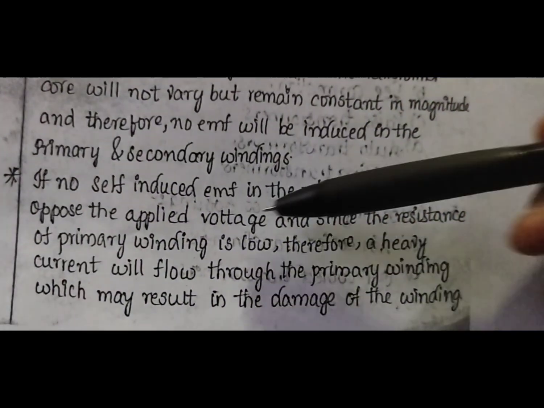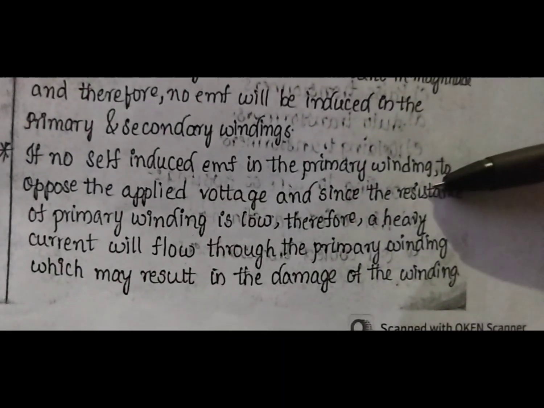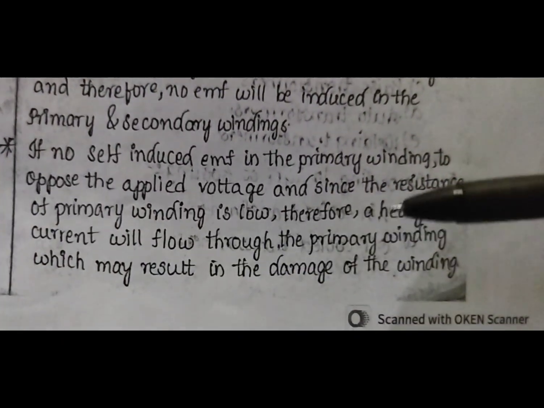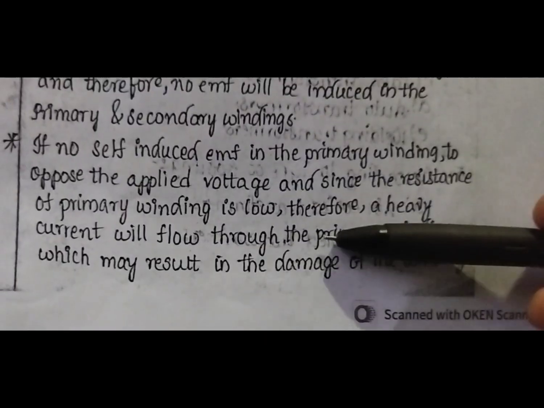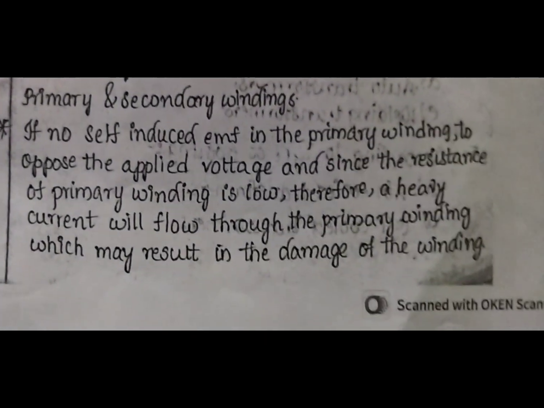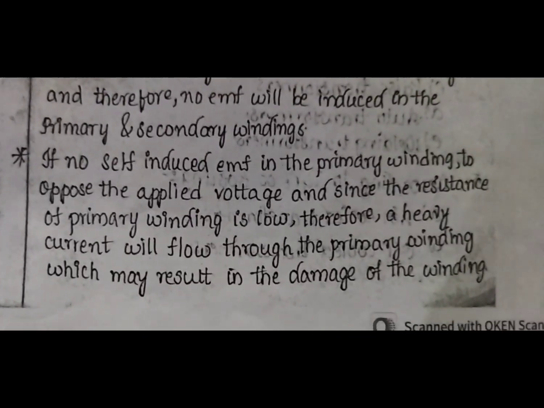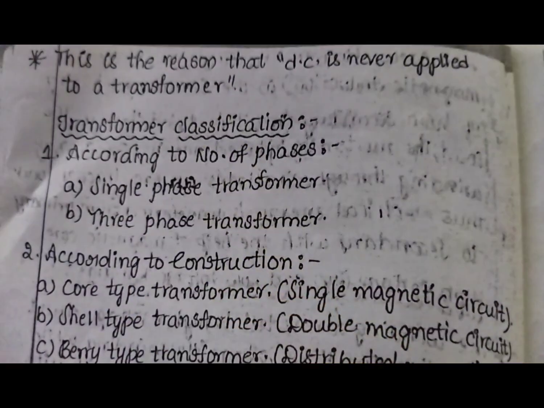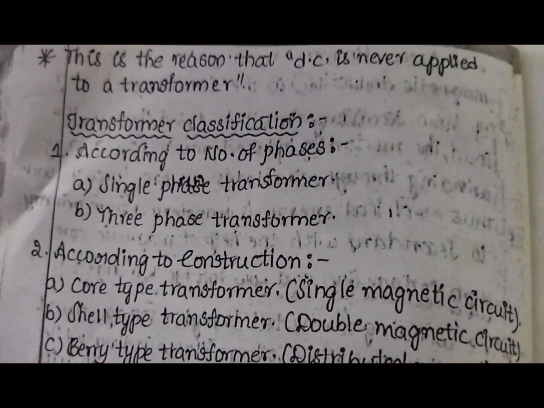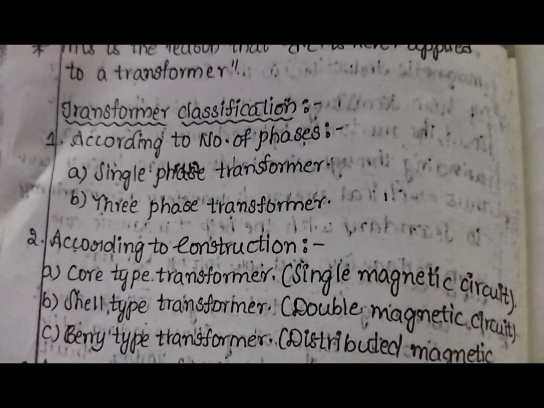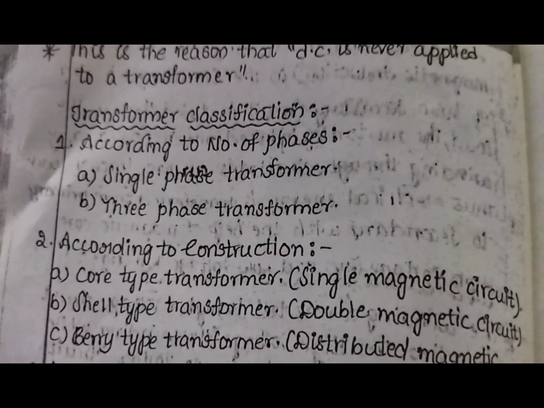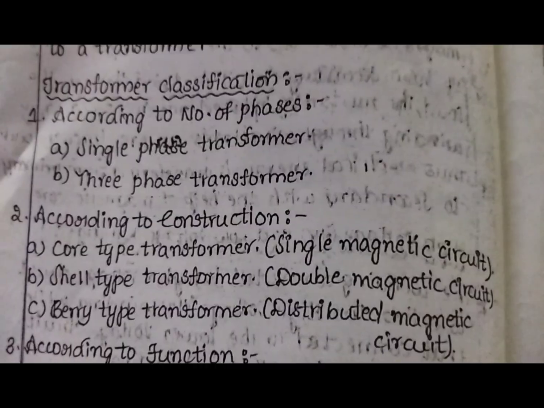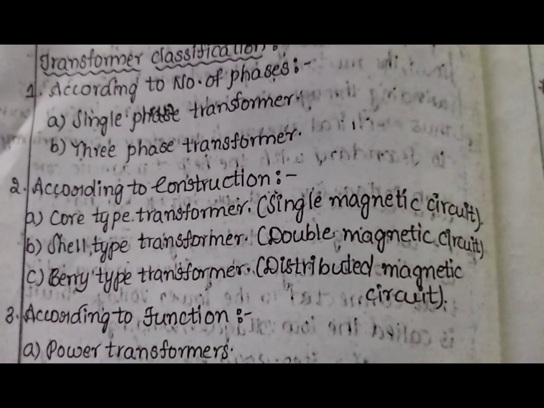If no self-induced EMF is produced in the primary winding, nothing opposes the applied voltage. Further, the resistance of the primary winding is low. Therefore, a heavy current will flow through the primary winding, which will result in damage to the winding. This is the reason that direct current is never applied to the transformer. So we do not use direct current for a transformer; we use alternating current. This is the main reason. If they ask what is the reason we do not use DC current in a transformer, you need to write this method, this process.